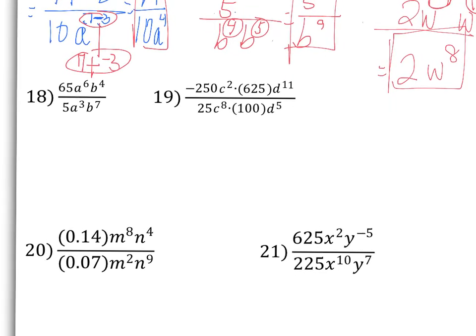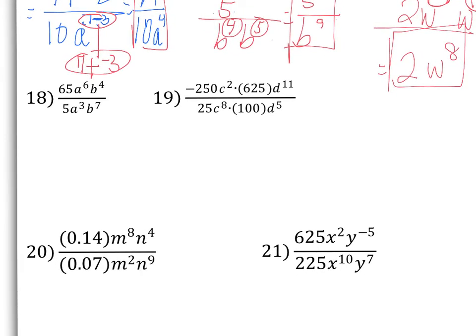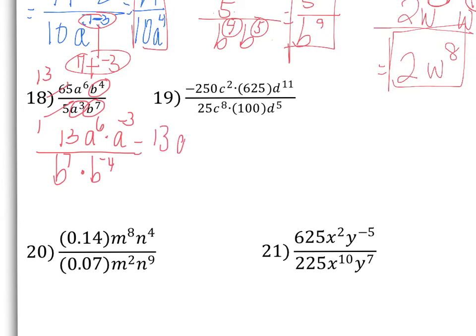And number 18, again, you simplify. Okay, 13 over a to the 6th power, and because a to the 3rd power is smaller, I'm going to bring it up. B to the 7th power and positive, I'm going to bring b to the 4th power to the bottom. This will give me 13a to the 3rd power over b to the 3rd power.